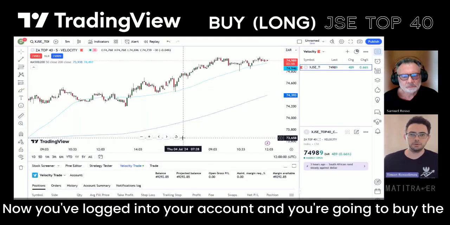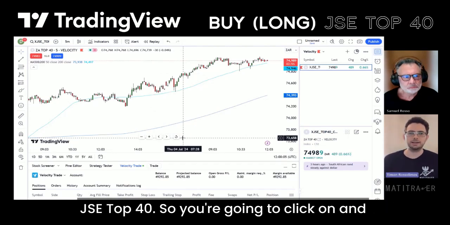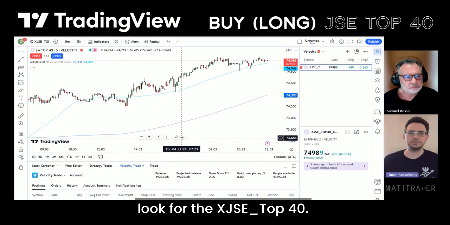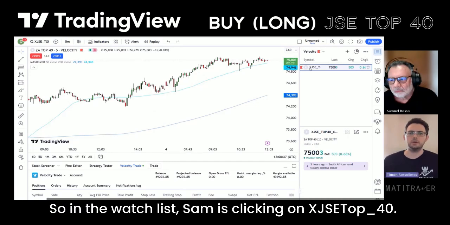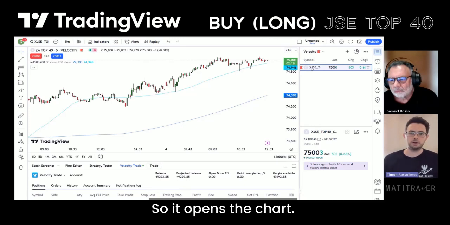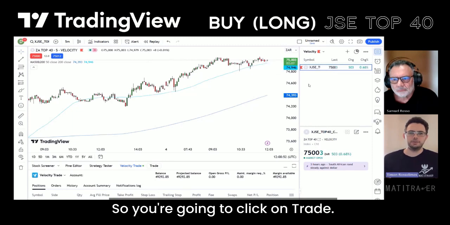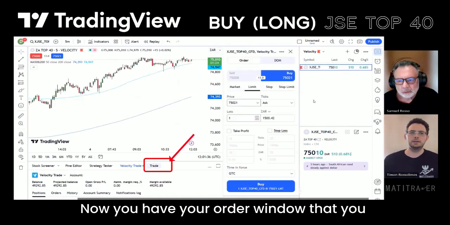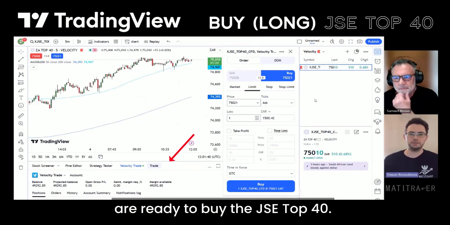Now you've logged into your account and you're going to buy the JSE Top 40. So you're going to click on and look for the XJSE Top 40. So in the watch list, Sam is clicking on XJSE Top 40 so it opens the chart. Now we're going to buy the trade. So you're going to click on Trade. Now you have your order window that you are ready to buy the JSE Top 40.